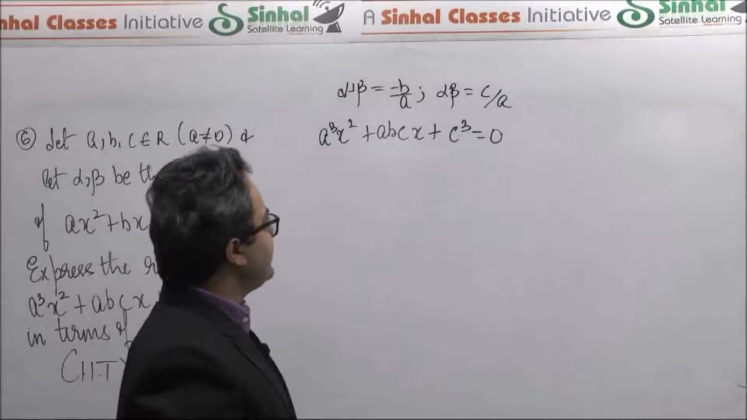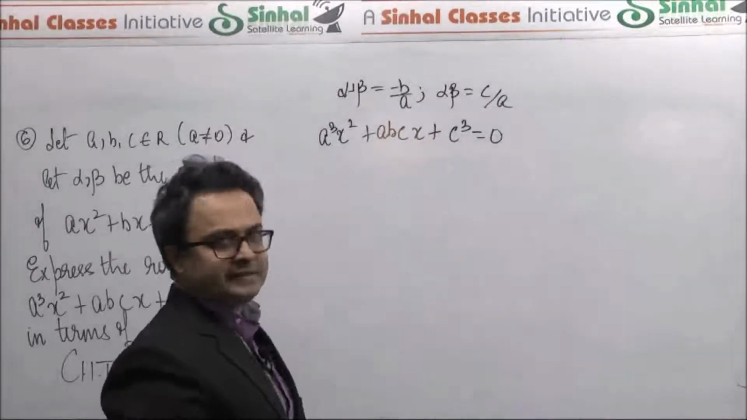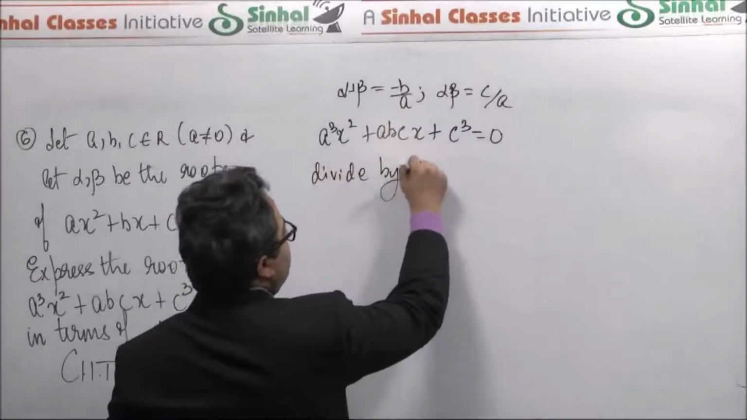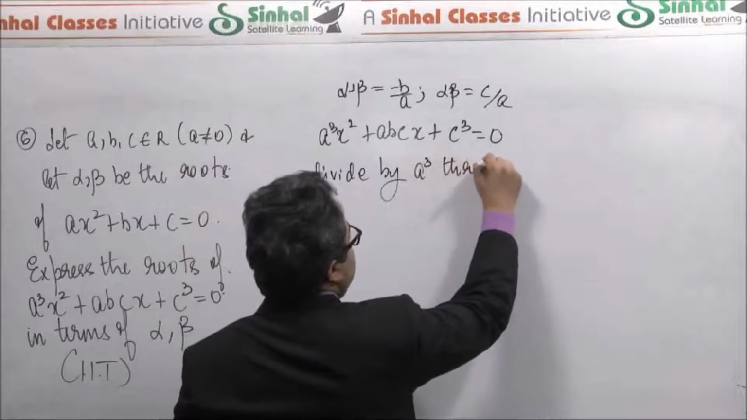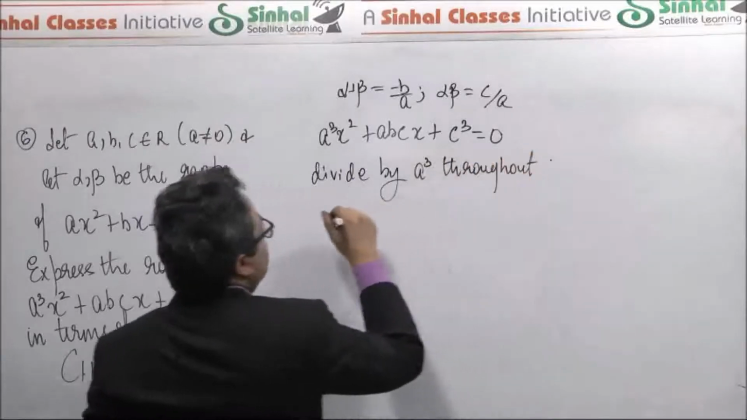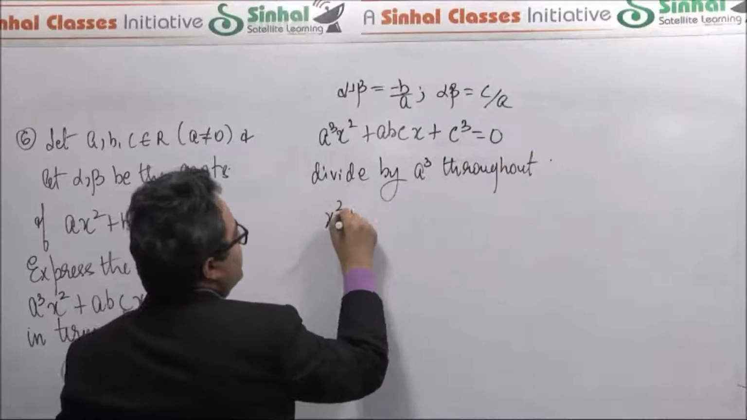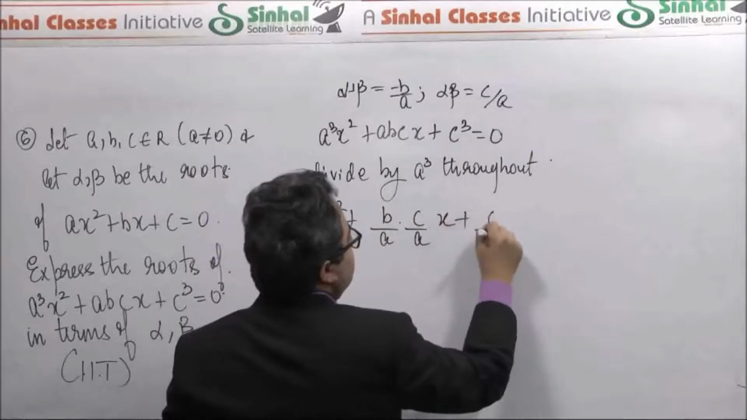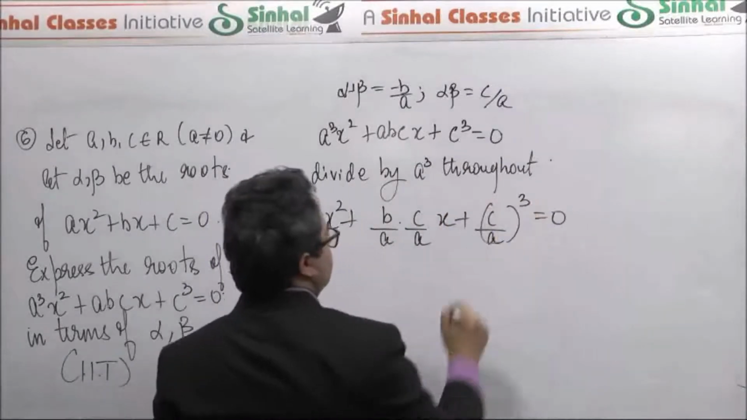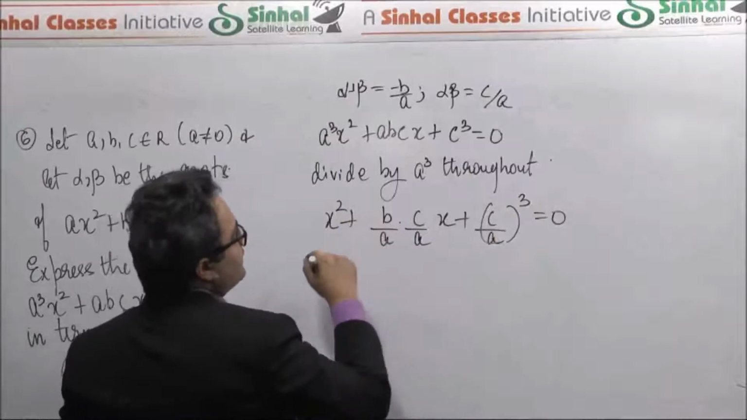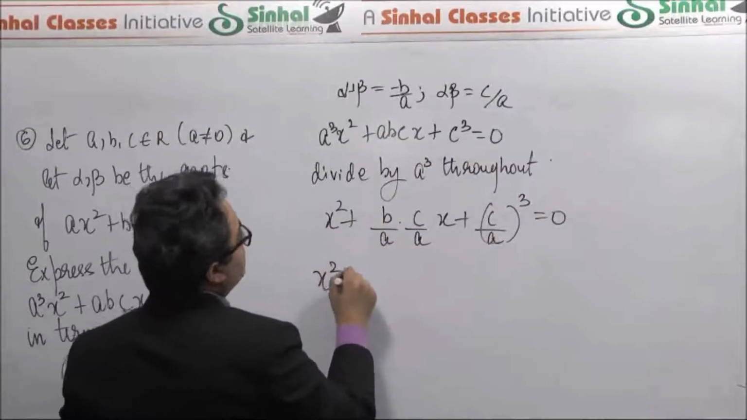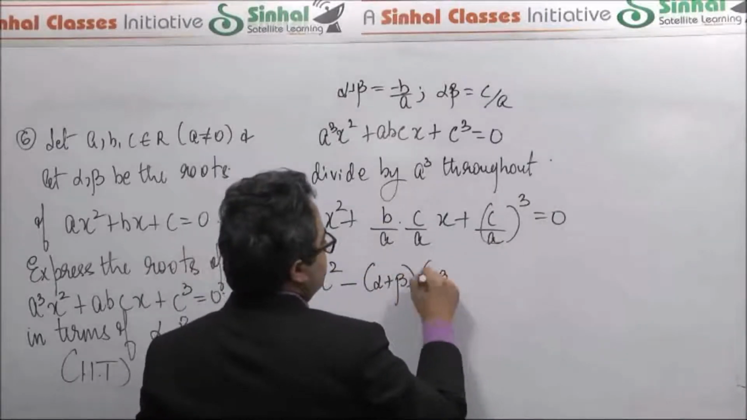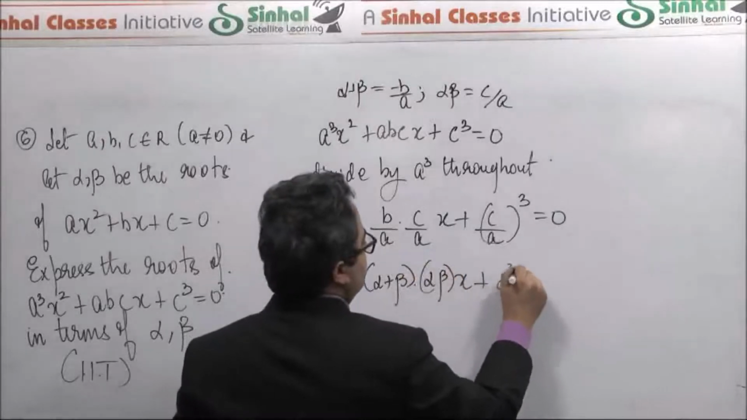Right, so if you want to get rid of a, b, c, you will need the ratios b by a and c by a. So what we would do is divide by a cube throughout. If we do that, what do we get? x square plus b by a into c by a, x plus... and now let's put in the values of these ratios. So b by a is minus of alpha plus beta, c by a is alpha into beta, x plus alpha cube beta cube.